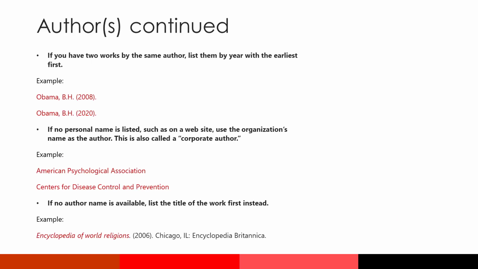If you have 2 works by the exact same author, list them by year with the earliest first. If no personal name is listed, such as on a website, use the organization's name as the author. This is also called a corporate author. If no author or organization name is available, list the title of the work first instead.